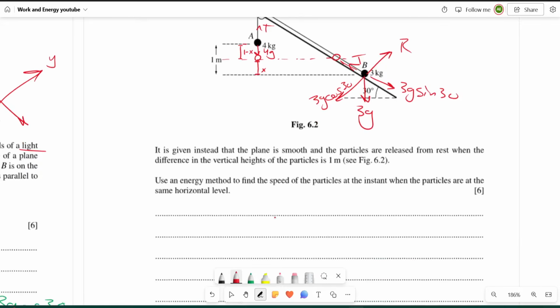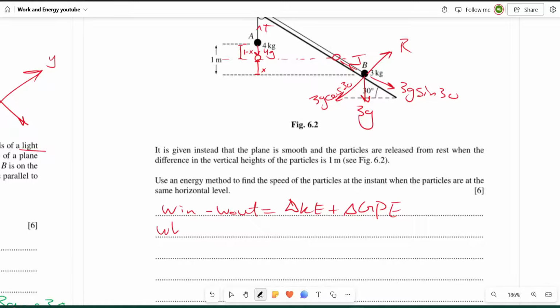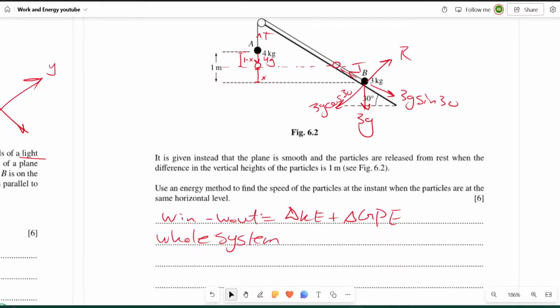Let's use the energy method. We're going to use work in minus work out equals change in KE plus change in GPE. Again, we're going to take the whole system. What's the advantage of taking the whole system? If you remember, we're not going to include the work done by the tensions, okay?